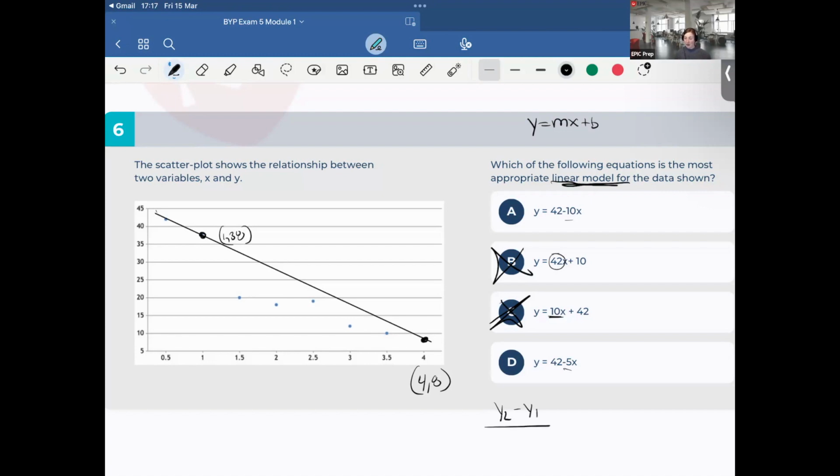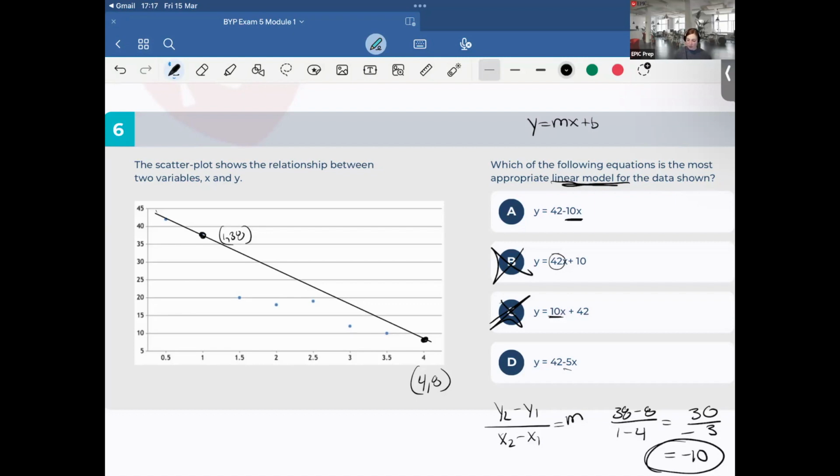Y coordinate 2 minus y coordinate 1 divided by x coordinate 2 minus x coordinate 1 is equal to m. So I would just do 38 minus 8 divided by 1 minus 4. And that's equal to 30 over negative 3, which is negative 10. And here gives me it right on the money, which is negative 10x.